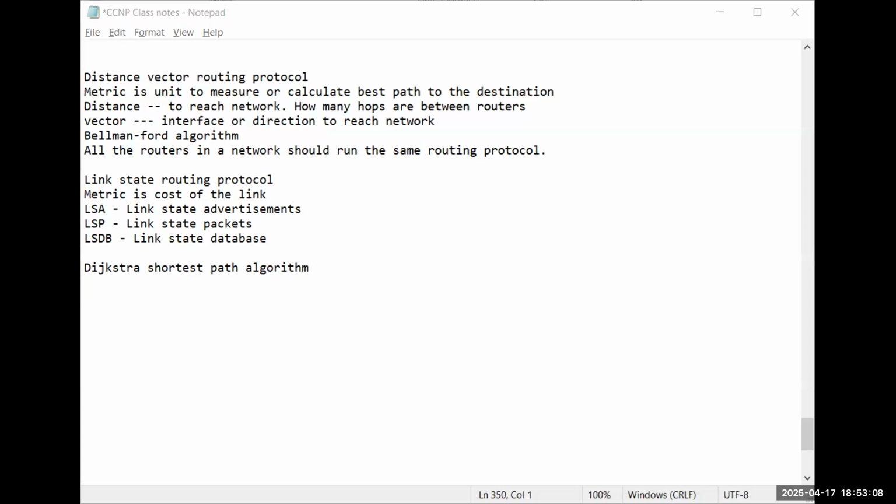Next protocol is enhanced, that is we call it as hybrid routing protocol, right? Sorry, can you give the definition of... Definition of Dijkstra's what? Shortest path algorithm? Any definition here? For the algorithm.